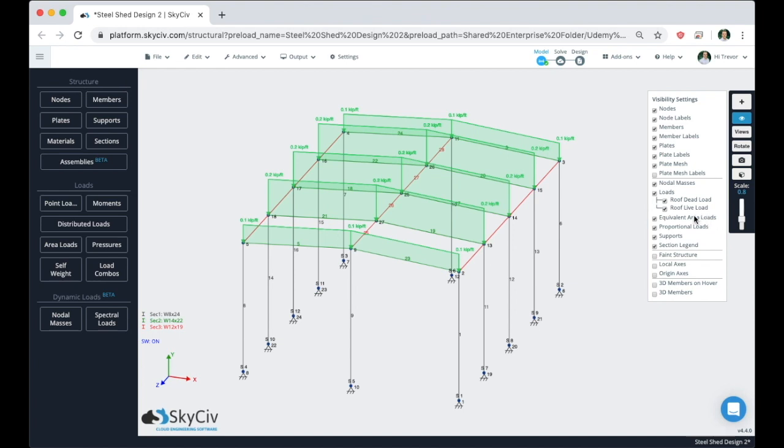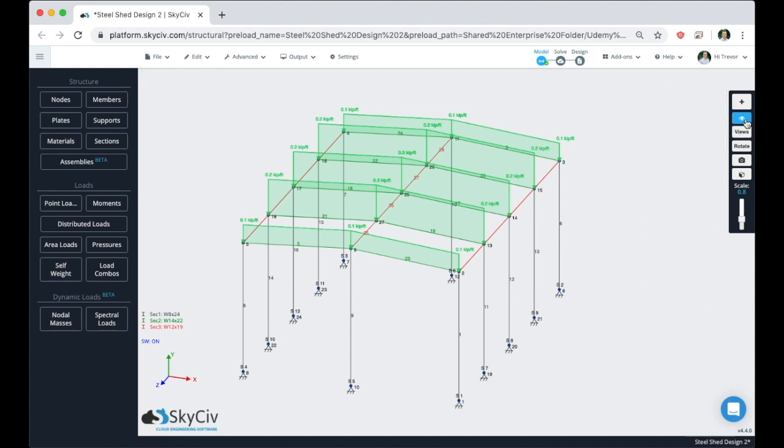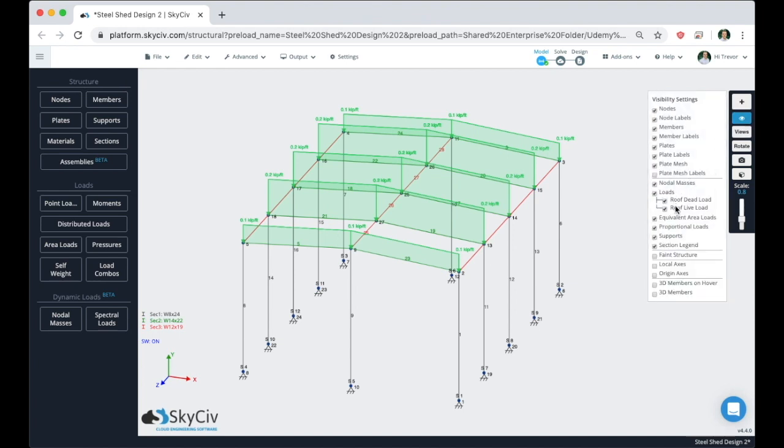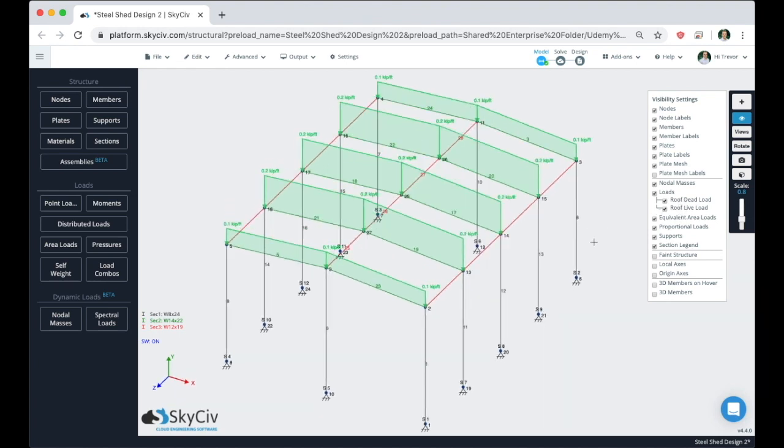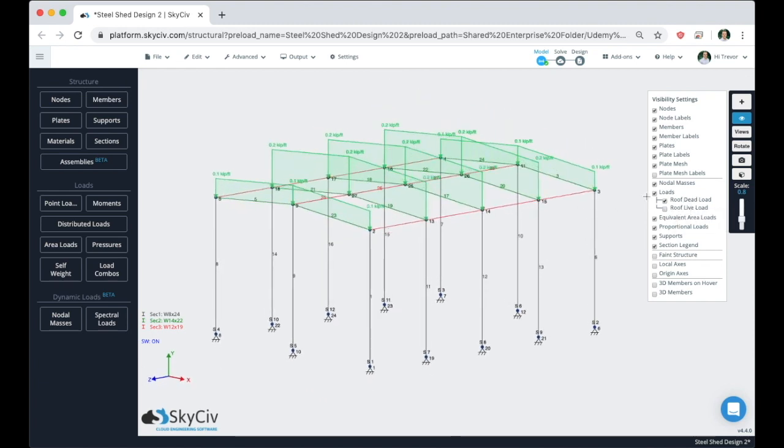We applied the live load, and we can see that if we go to the visibility settings and we go to loads, we can toggle off really easily any of the loads that we have, and we can see that the load group that I used for the live load is just roof live load. So we can tell, hey, this is the roof dead load. We'll hide that, put on the roof live load. But because they're the same magnitude, they're going to look the exact same.